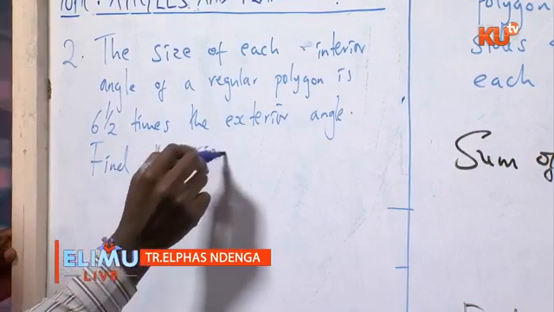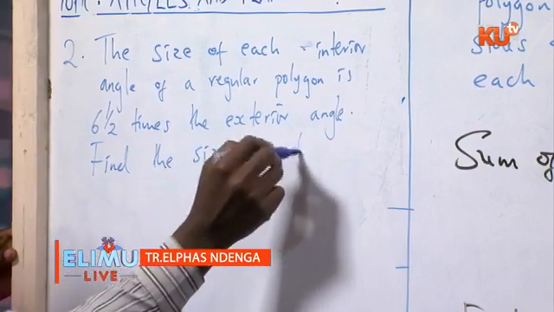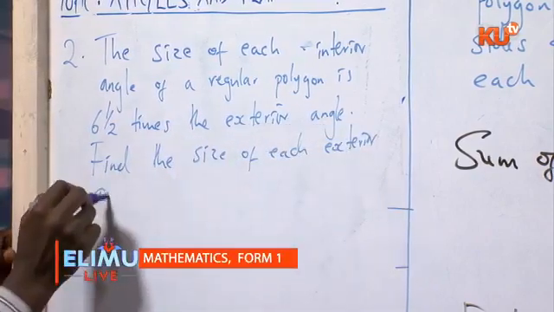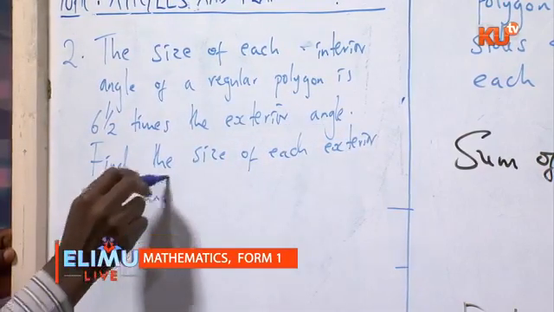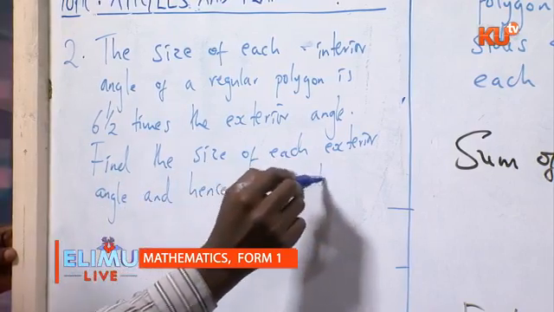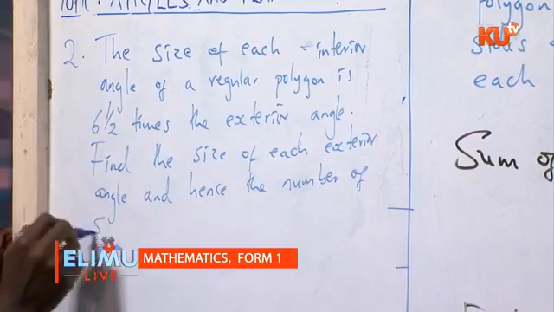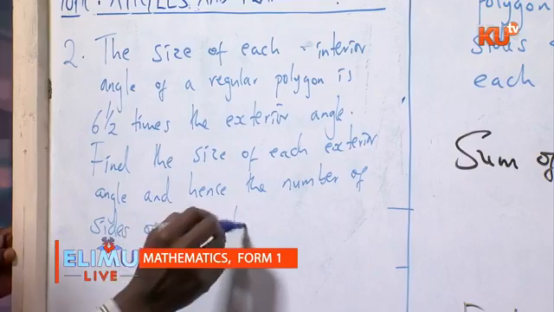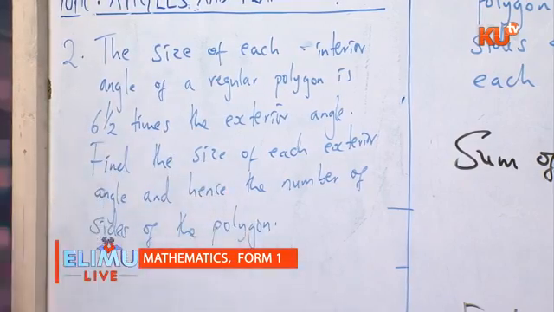the size of each exterior angle, and hence the number of sides of the polygon.